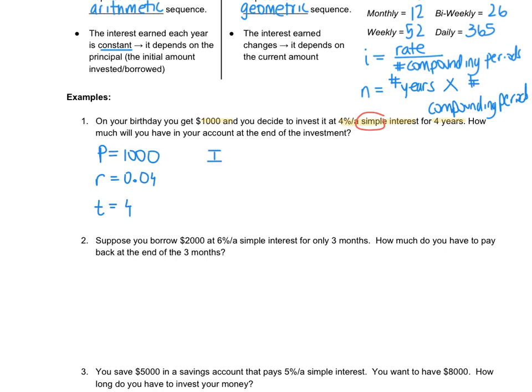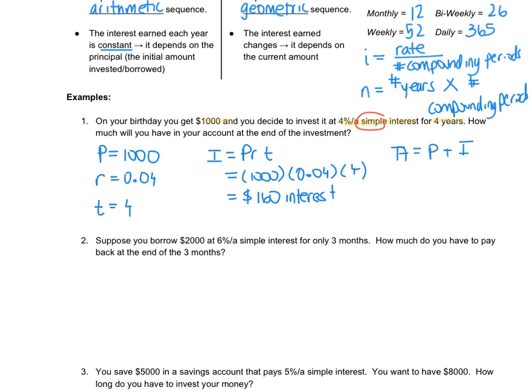So first things first, let's calculate the interest by multiplying the principal by the rate and then by 4. And when we do that, we get $160 in interest. So because they want to know the account final amount, we will add that to the $1,000. So our final amount is the principal plus the interest. So we have $1,000 to start and we earn $160.